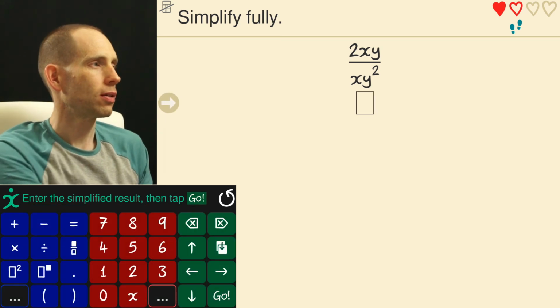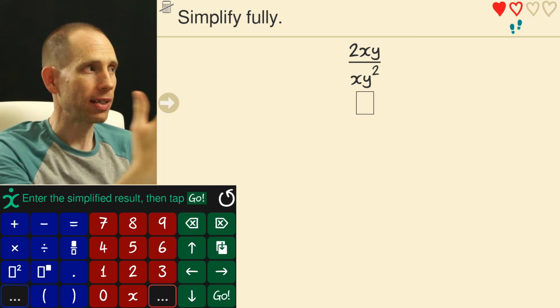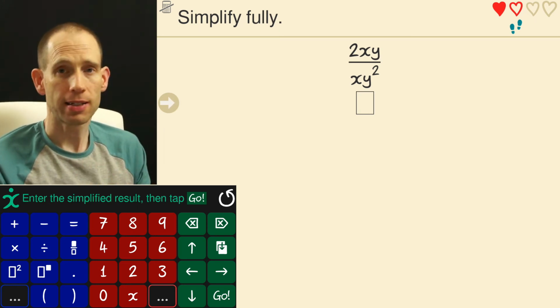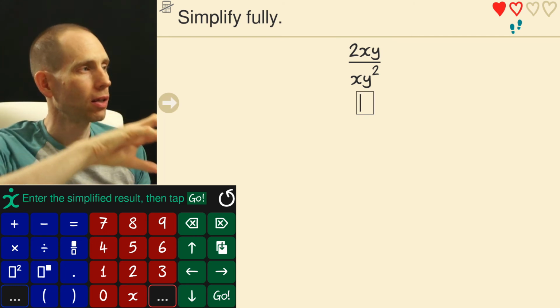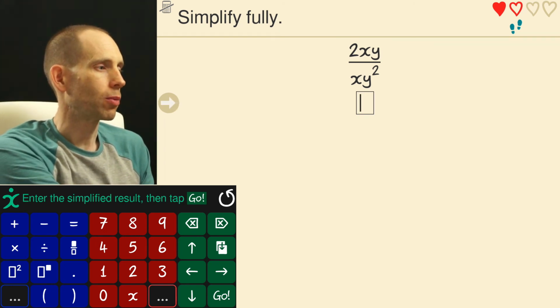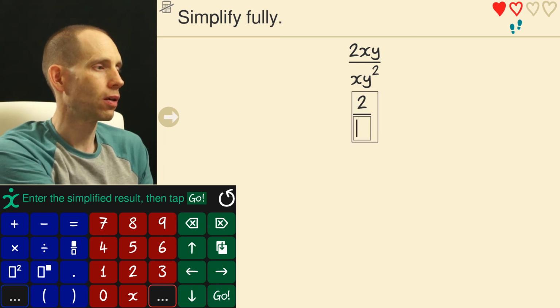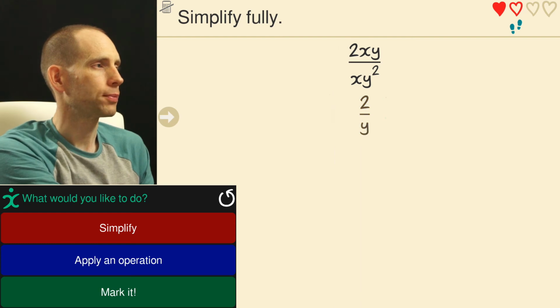All right, so this one, I think the x's are going to cancel each other out. X divided by x is 1, as long as x isn't 0, which we'll assume it isn't. And y divided by y times y is going to leave 1y on the bottom. So I'm going to have 2 over y. There we go.